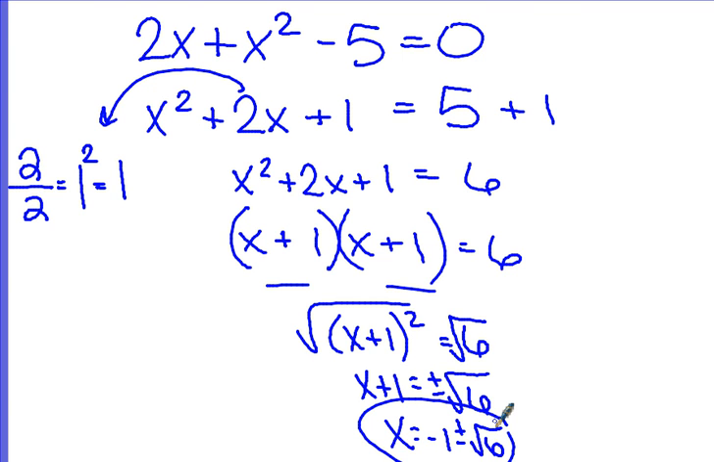All right. This next example, I want you to try on your own. X squared equals 5x minus 5. Go ahead and try this one on your own, and we will go over it in class.